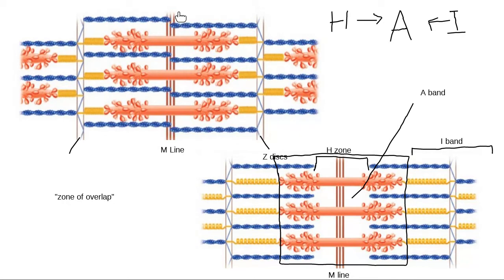The other way you can tell too is if you look at this picture, notice how there's actually some places where myosin and actin are interacting with each other. That only happens when a muscle is contracting. So contracted sarcomere, relaxed sarcomere.